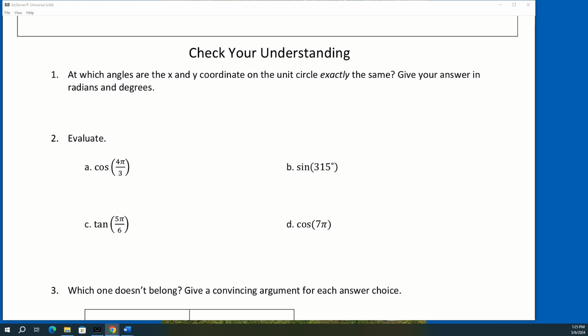At what angles are the x and the y coordinates on the unit circle exactly the same? Same sign, same number, everything. 45 degrees and 225 degrees. Now it wants us to give them in degrees and radians, so that's pi over 4 and 5 pi over 4. For 45 degrees, they're both square root of 2 over 2. For 225, they're both negative square root of 2 over 2. So that means they have the same sine and the same cosine.